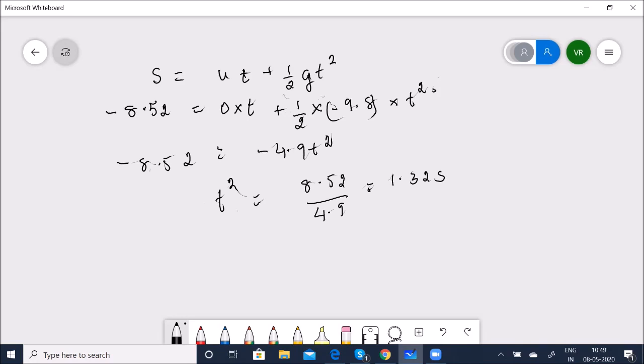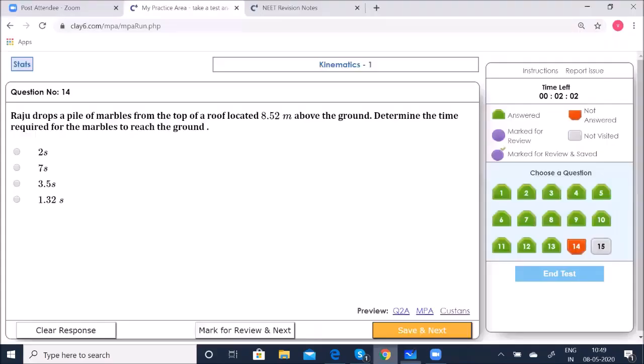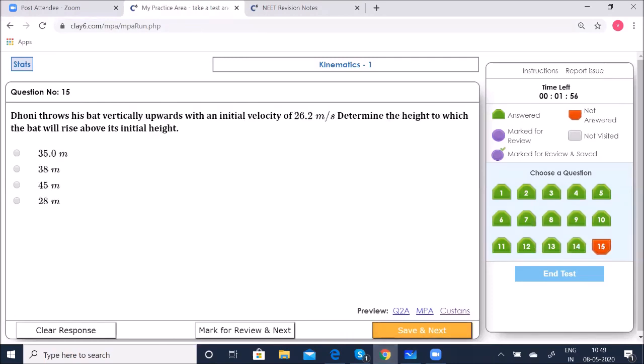Let's see which option is correct. 1.32, option D is correct. Save that and go to the next.